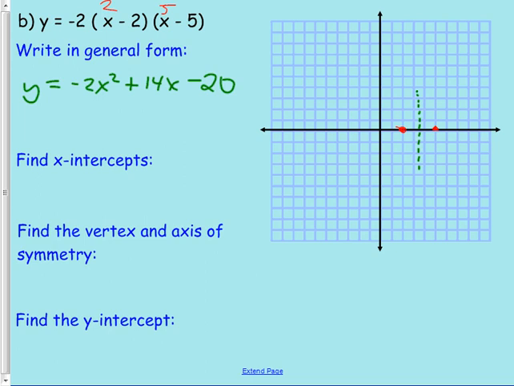And by the way, if you don't want to count it out, you can just average the 2 and the 5, and it'll tell you where to put that line. Average 2 and 5. That means add them together, divide by 2. 2 and 5 adds up to 7. Divided by 2 is 3.5. So I know that that line is at x equals 3.5. I'm going to use 3.5.